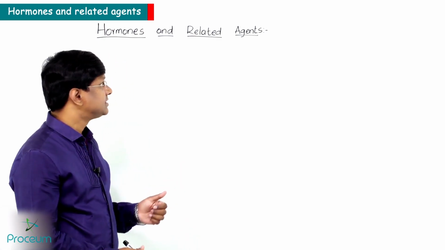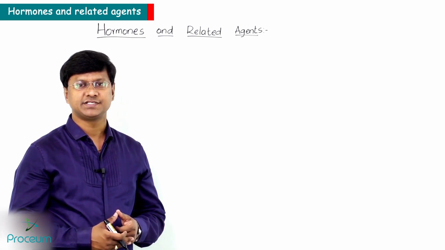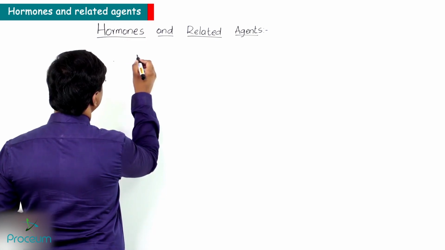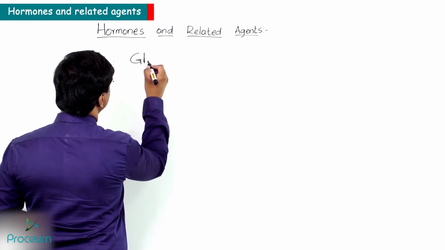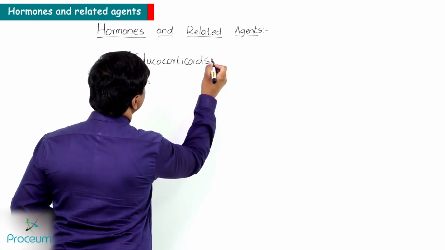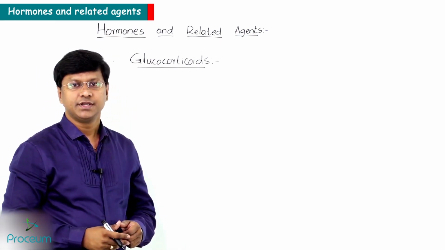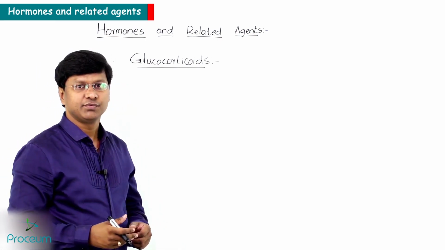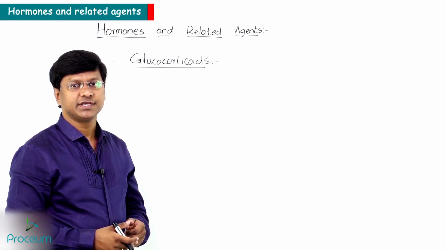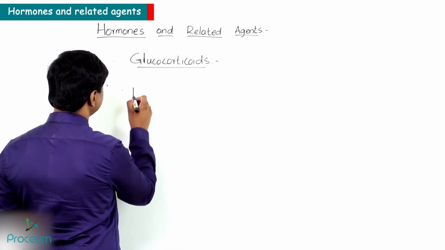Now let me discuss the hormones and related agents which are acting as the anti-neoplastic drugs. Among that, we have a group of drugs called the glucocorticoids. One of the very important glucocorticoids most commonly used in cancer chemotherapy is prednisolone.